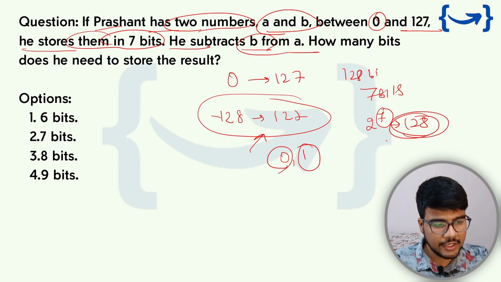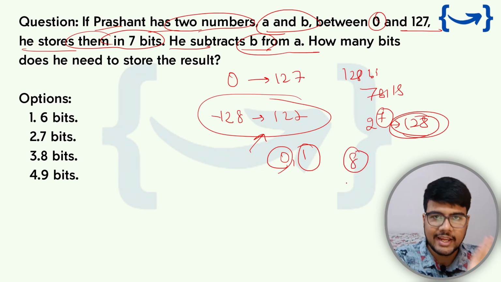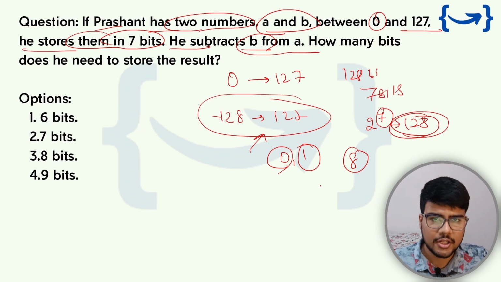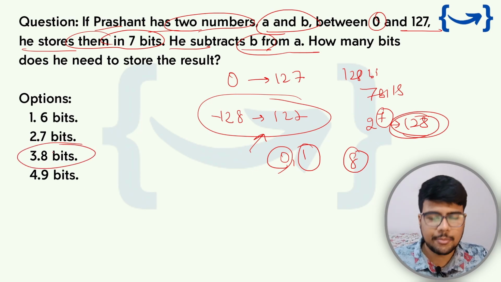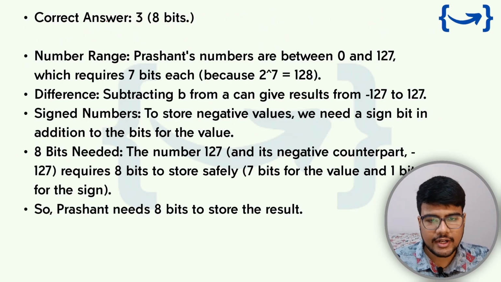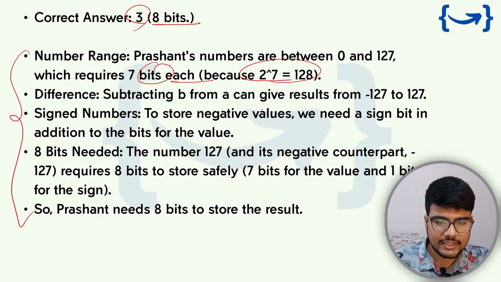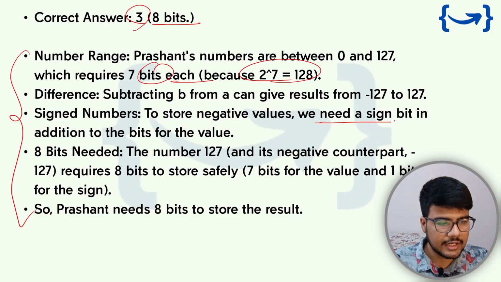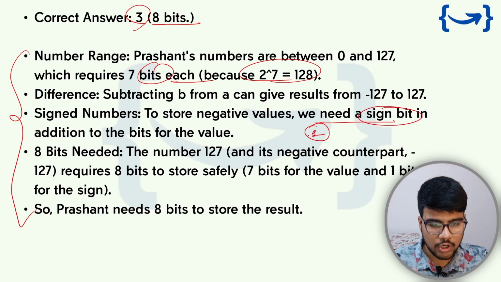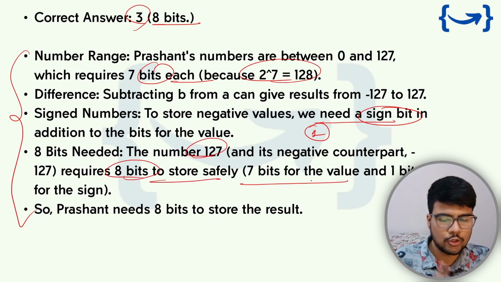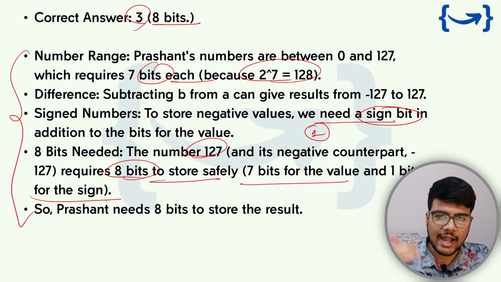So in total, you need 7 bits to accommodate the value, and you need one more bit to tell the sign of that particular number. So in total, how many bits do you need? You need 8 bits. So I guess you got a pretty good idea of it. The correct answer would be 3, 8 bits. Whatever I explained, you can see 7 bits for the value, so it would be 128, but for storing the sign as well, we need a sign bit, which is 1 bit. So 8 bits to store safely: 7 bits for the value and 1 bit for the sign. Whatever I told, I listed here.